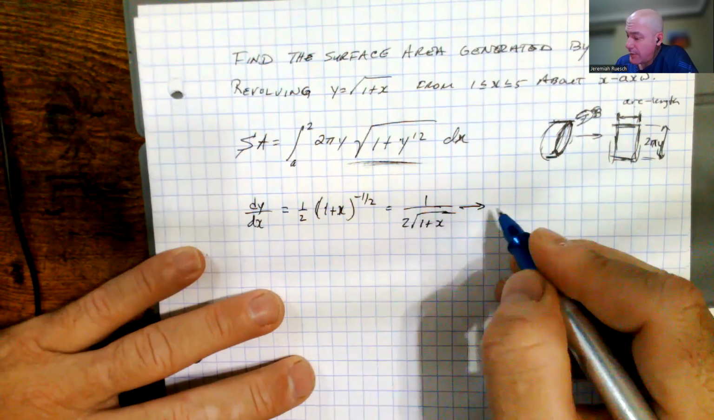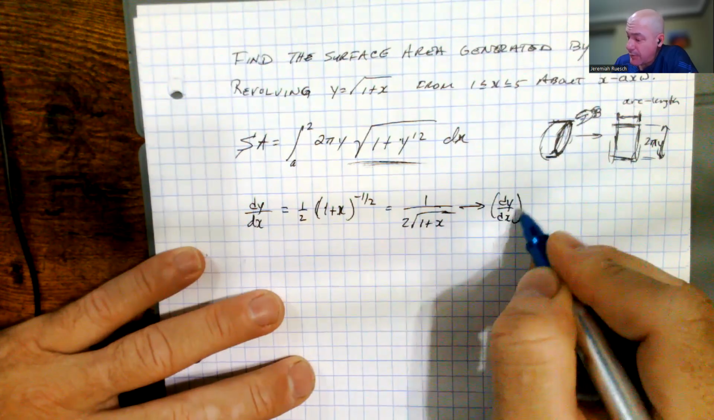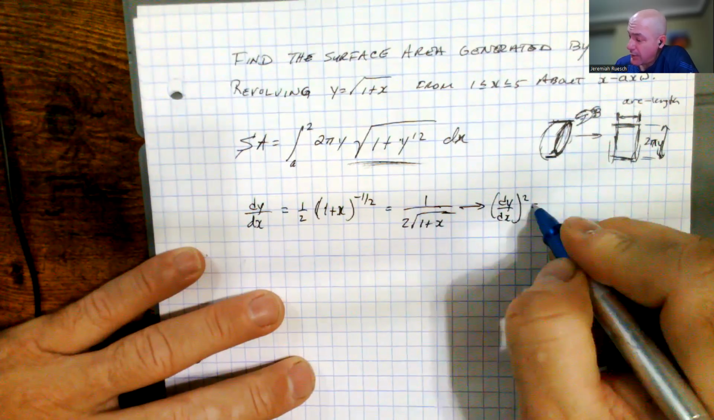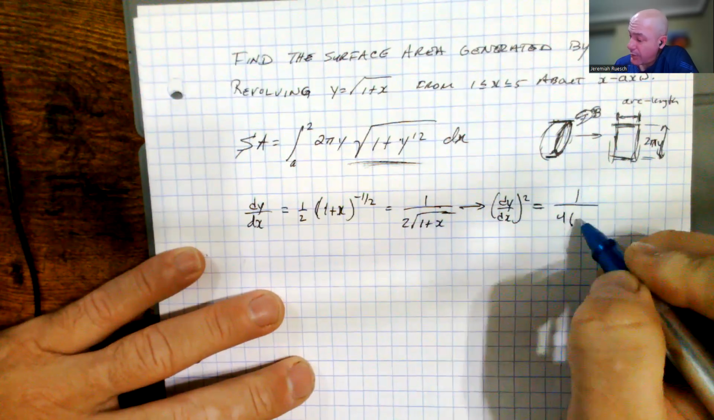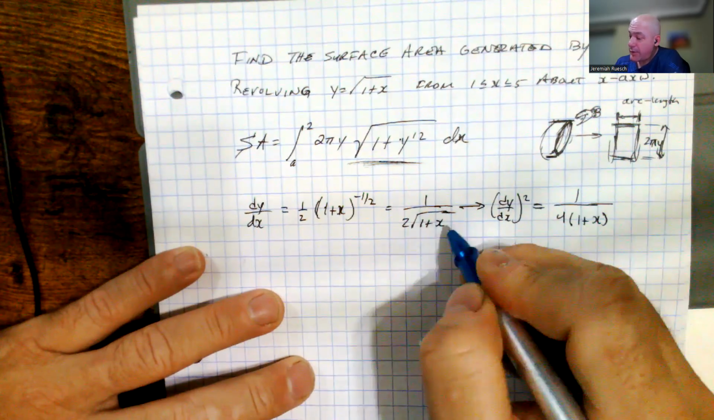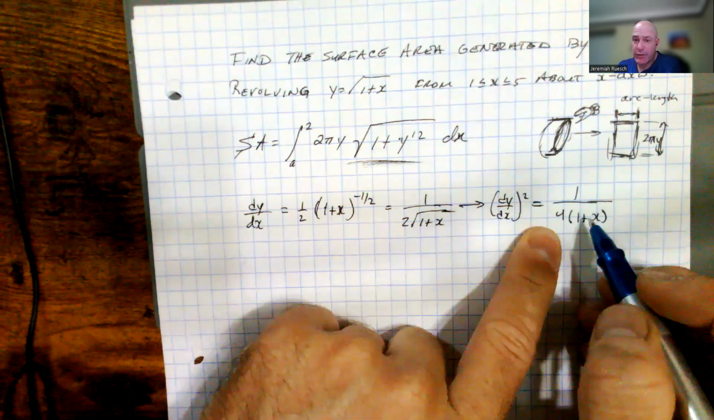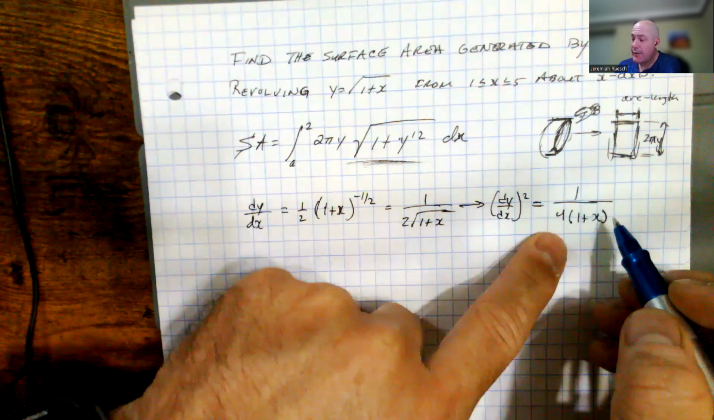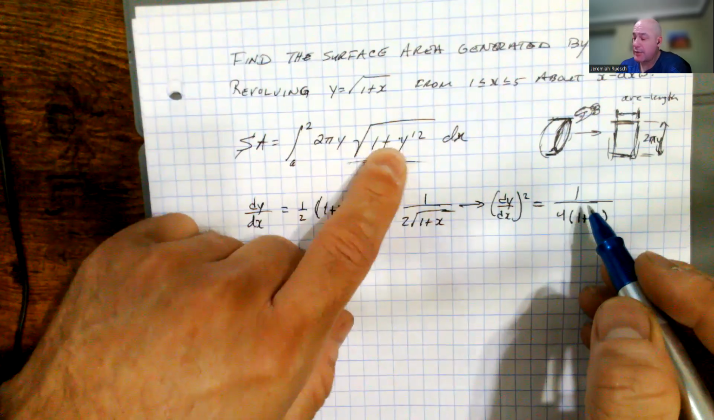So (dy/dx) squared, I will get, okay, the 1 on top is just 1 squared, and I get 4 over 1 plus x, where the square root and the square are going to cancel out. Okay. And the 2, obviously 2 squared is 4. Okay. So this is this part, and now I'm going to add 1 to it to complete the inside of that.